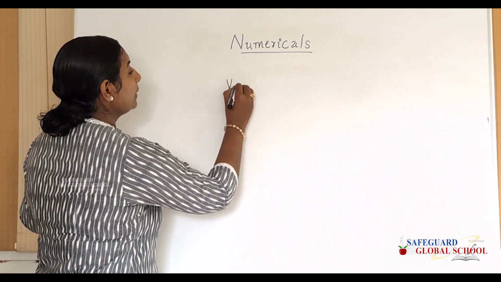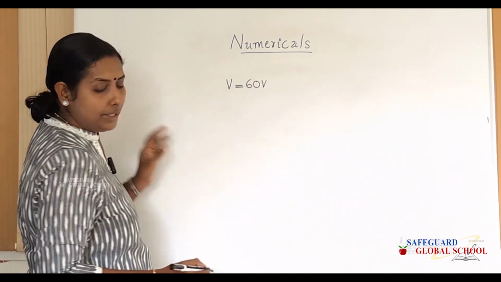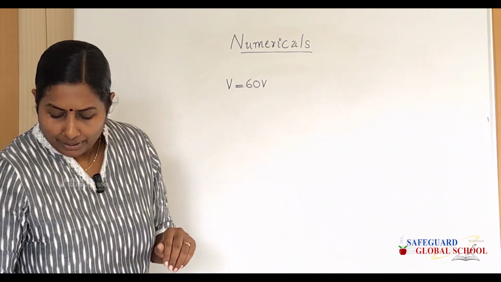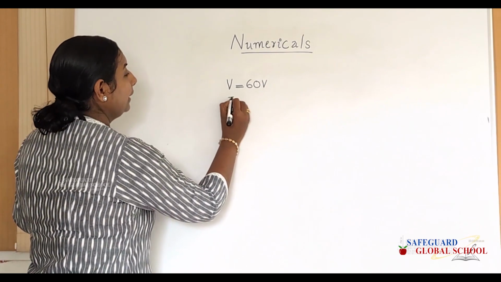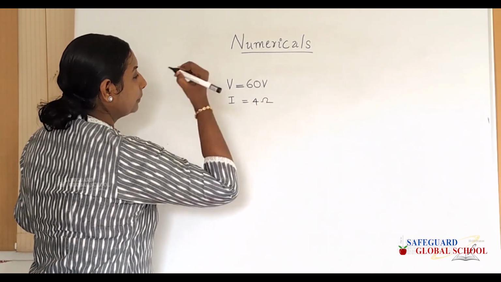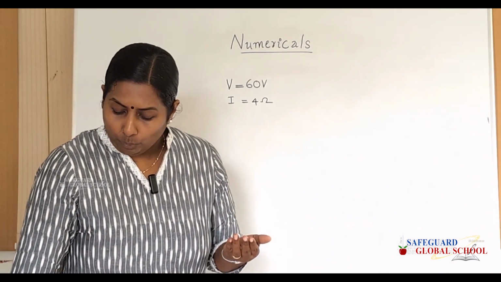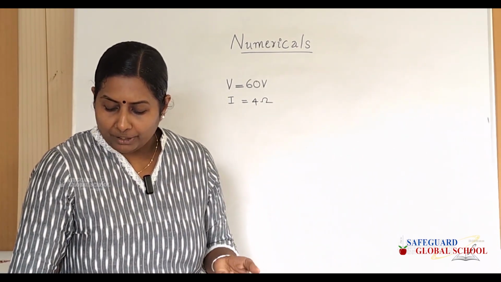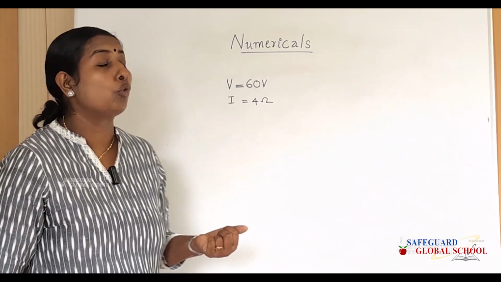So, voltage V is given as 60 volt, when it draws a current of 4 ampere. Here the current is 4 ampere. The question is, what current will the heater draw if the potential difference is increased to 120 volts?